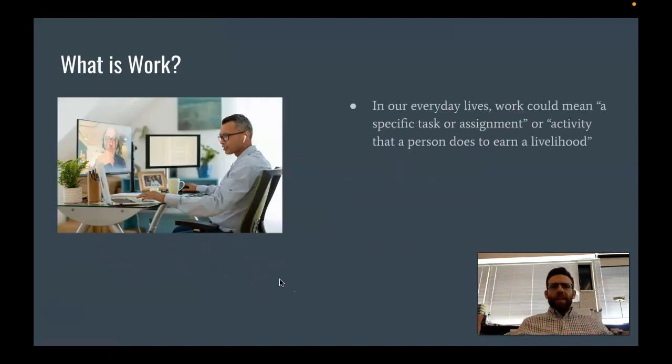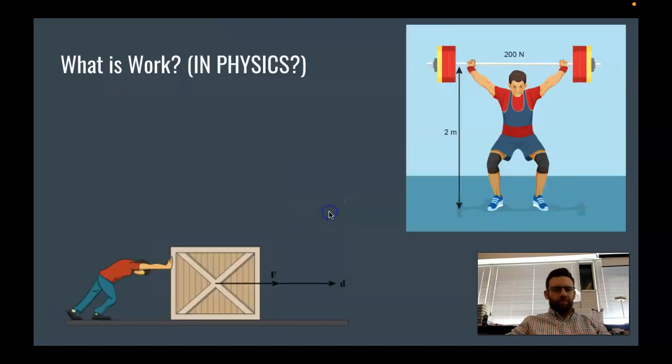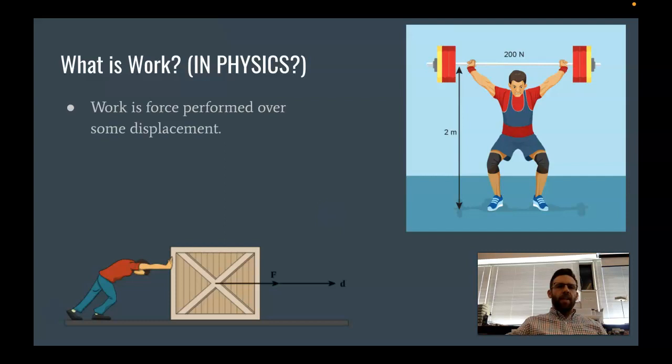So what is work? In our everyday lives, work can mean a specific task or assignment, or activity that a person does to earn a livelihood. Now in physics, we use a much more specific definition, and it might not be so intuitive. So let me make sure that I go over that. So what is work in physics? In physics, work is force performed over some distance.